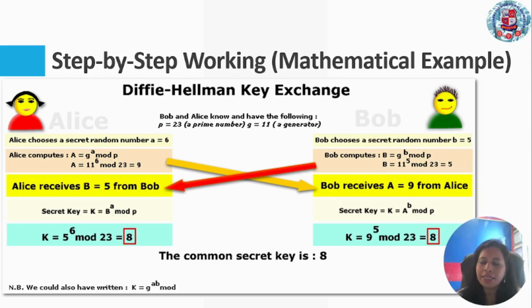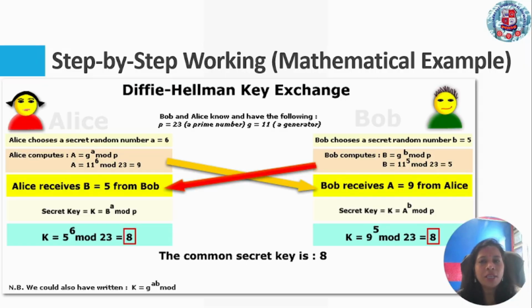Now Alice calculates her public key using the formula, capital A equal to G raised to a mod P. Here G equals 11, so 11 raised to 6 mod 23, and the value we get is 9. Similarly, Bob also computes his public key using the formula capital B equal to G raised to small b mod P, and he gets the value 5.